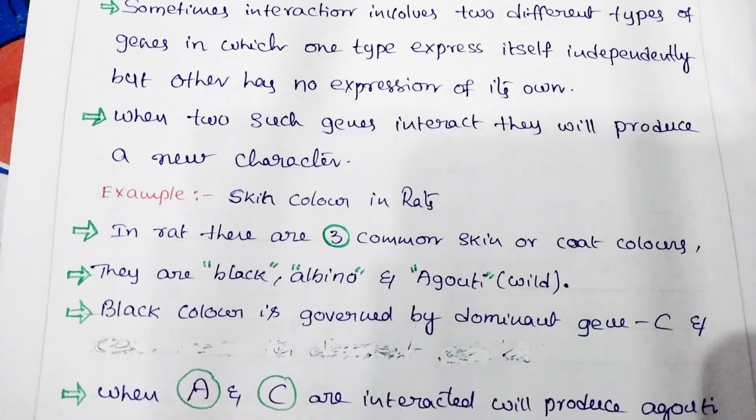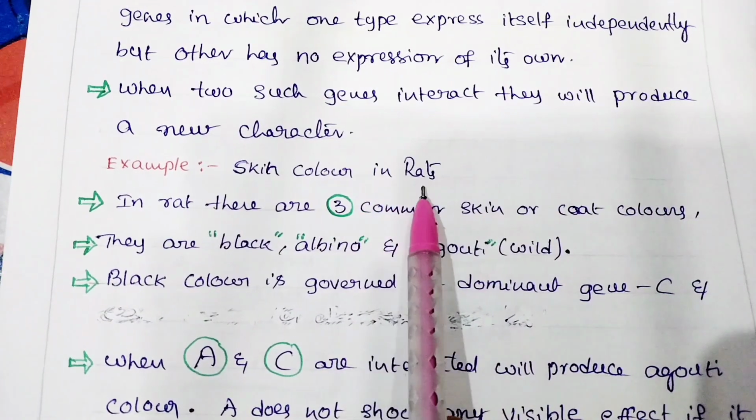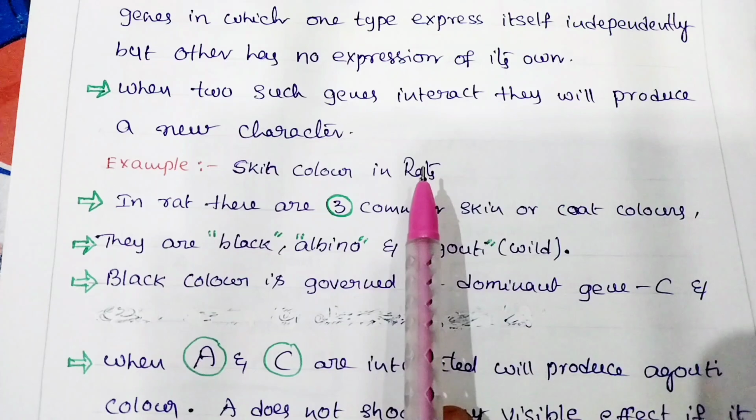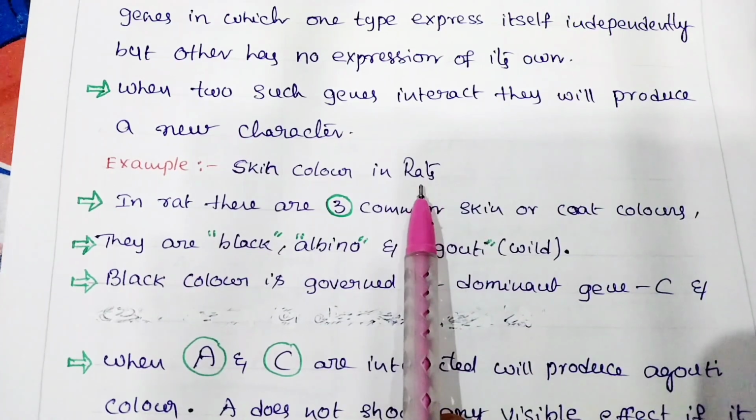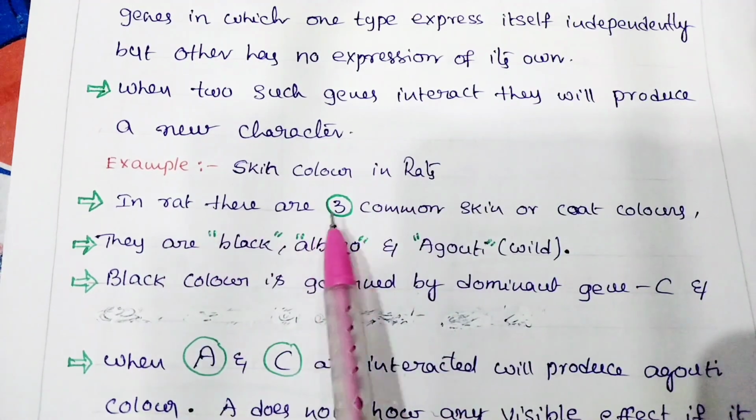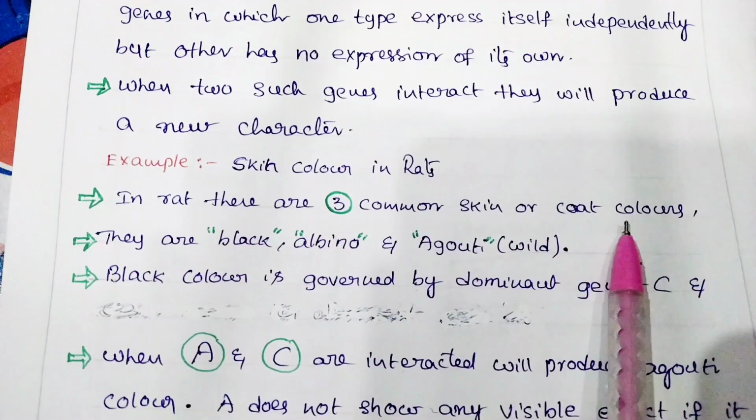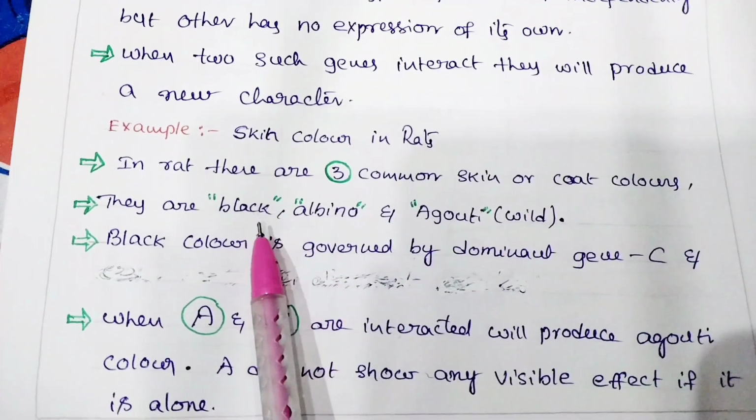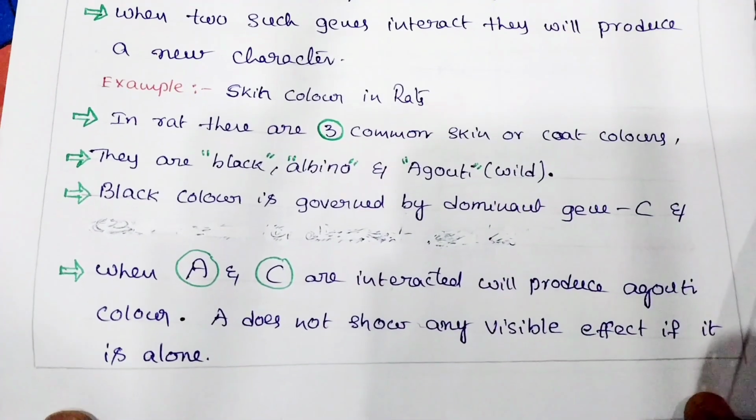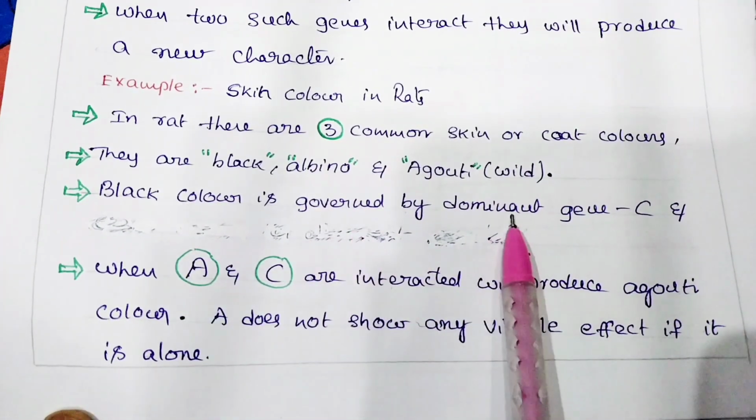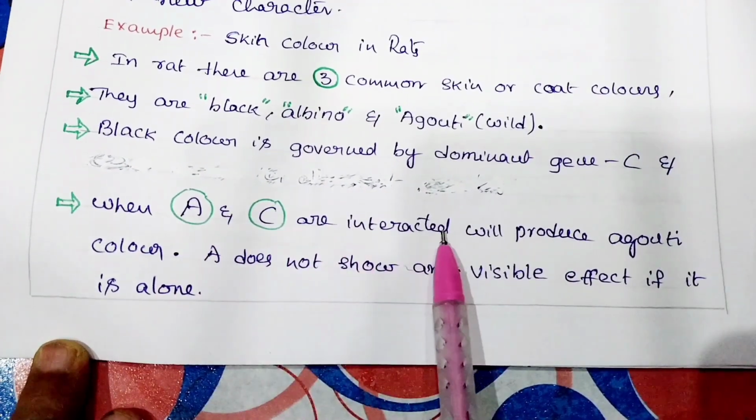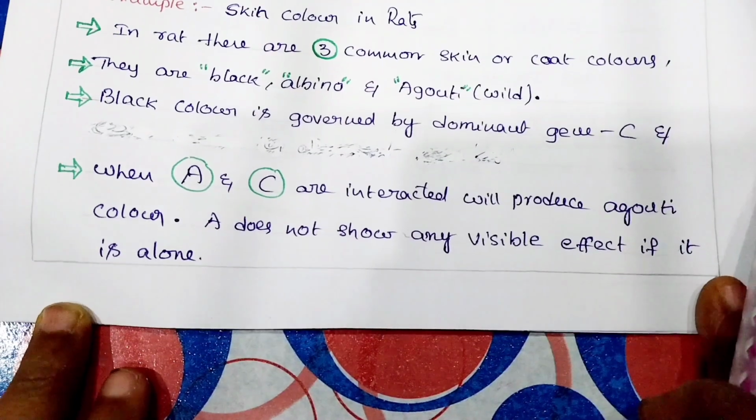Remember, for this, the skin color in rats is the example. The same example we have seen in recessive epistasis, so we are going to deal with the same class. In rats there are three common skin or coat colors: black, albino, and agouti. Agouti is the wild phenotype. Black color is governed by dominant gene C. When A and C interact, they will produce agouti color.